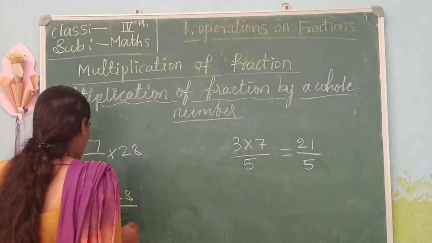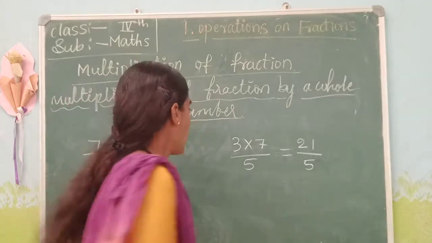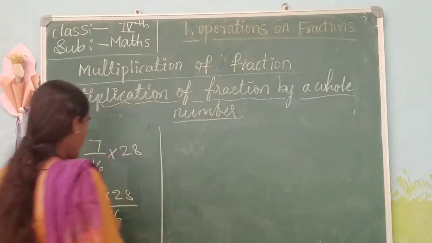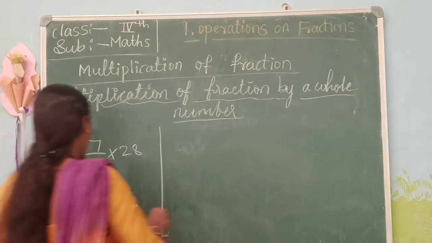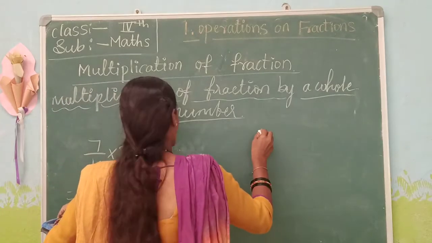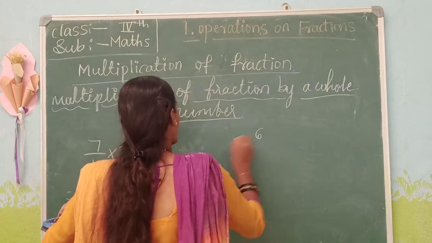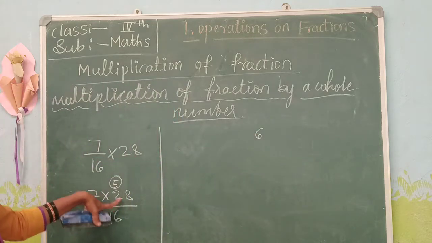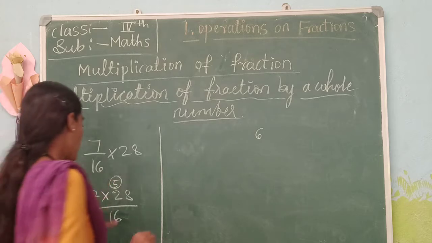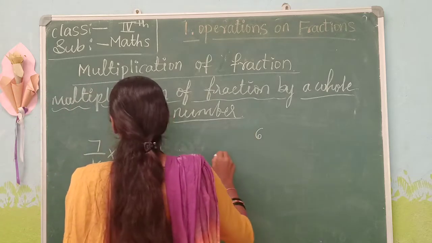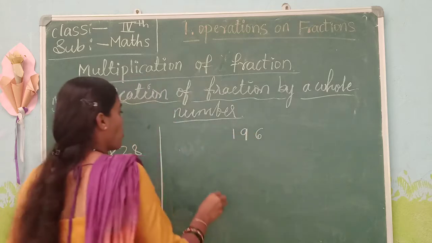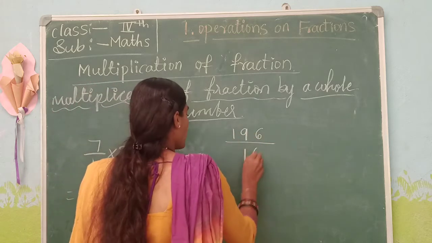Now it equals, I write here, 7 eights are 56. Then 7 twos are 14. 14 plus 5 is 19. Okay, 196 divided by 16.